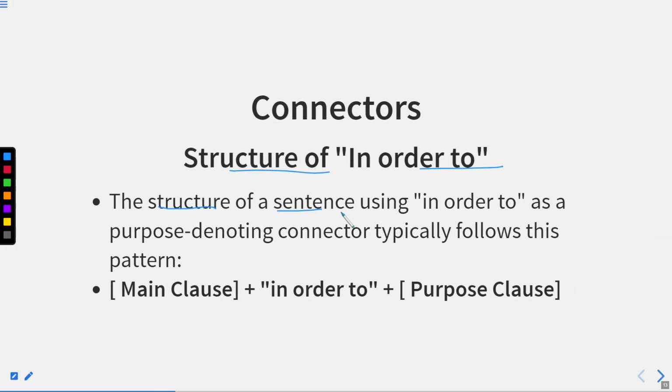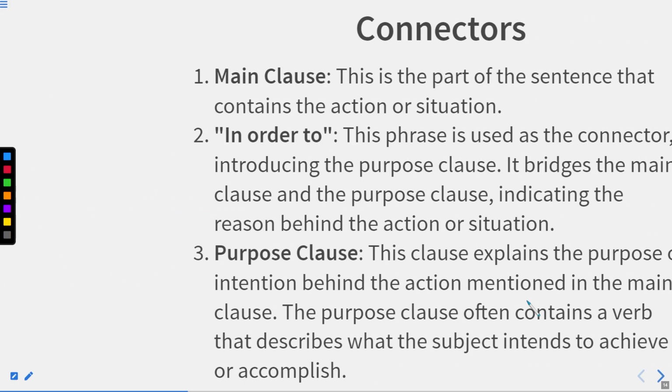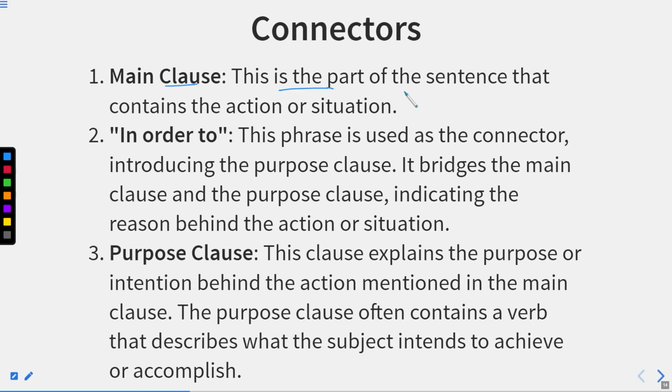Structure of "in order to." The structure of a sentence using "in order to" as a purpose-denoting phrase typically follows this pattern. First of all, we'll have the main clause, then "in order to," and then the purpose clause. The main clause is the part of the sentence that contains the action or situation. "In order to" is a phrase used as a connector that introduces the purpose clause. It bridges the main clause and the purpose clause, indicating the reason behind the action or situation.